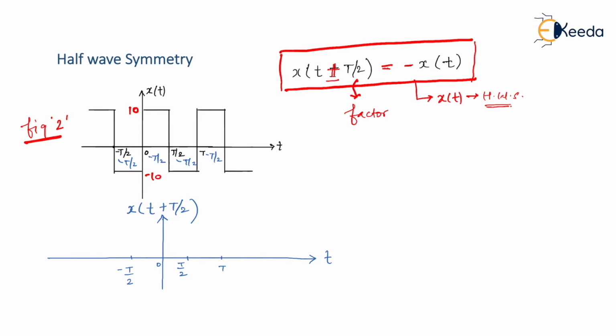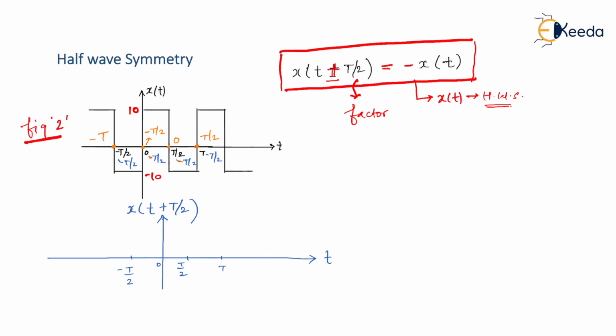Just see carefully. Since I'm subtracting T by 2 from 0, this gets shifted to minus T by 2. T by 2 minus T by 2 becomes 0, so this gets shifted to 0. Then T minus T by 2 becomes T by 2 and so on. In fact, minus T by 2 minus T by 2 becomes minus T. So these are the new timestamps at which I have to draw the waveform accordingly.